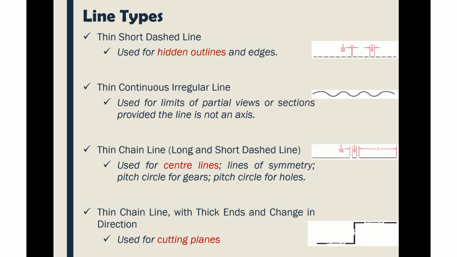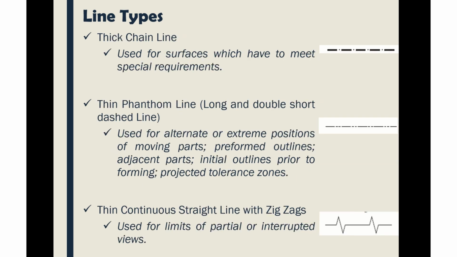Again, we have the thin chain line with thick ends and change in direction. They are used for sectioning, for cutting planes. So when you cut a plane, or you section, you cut an object into two, you use the thin chain line with thick ends to indicate sectional view. Okay, we also have the thick chain line. The thick chain lines are used for surfaces which have to meet special requirements. You hardly find them in most drawings.